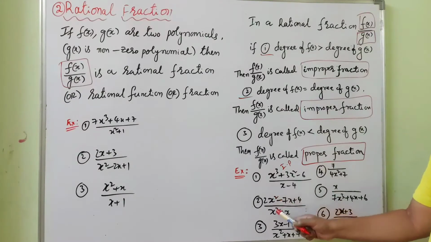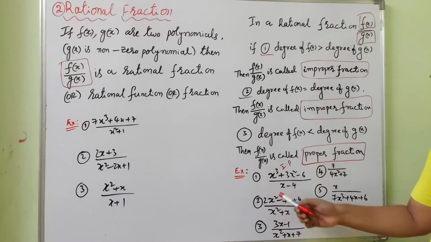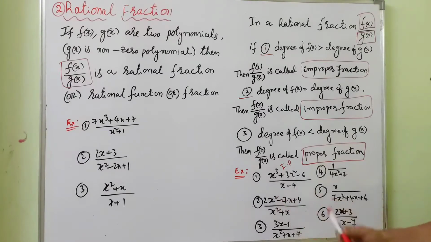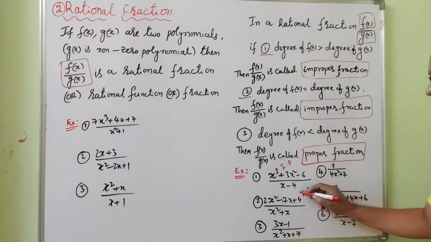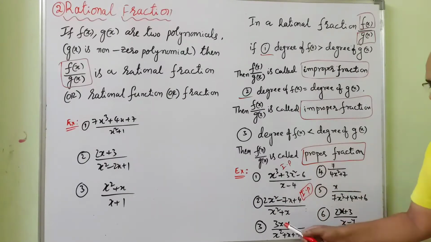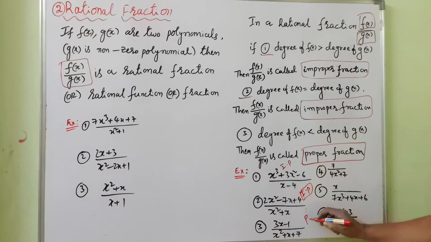Here the degrees of numerator and denominator are equal, because both degrees are 2 and 2. It is also an improper fraction. Here the degree of the numerator is 1 and the denominator is 2. The degree of the numerator is less, that's why it is a proper fraction.